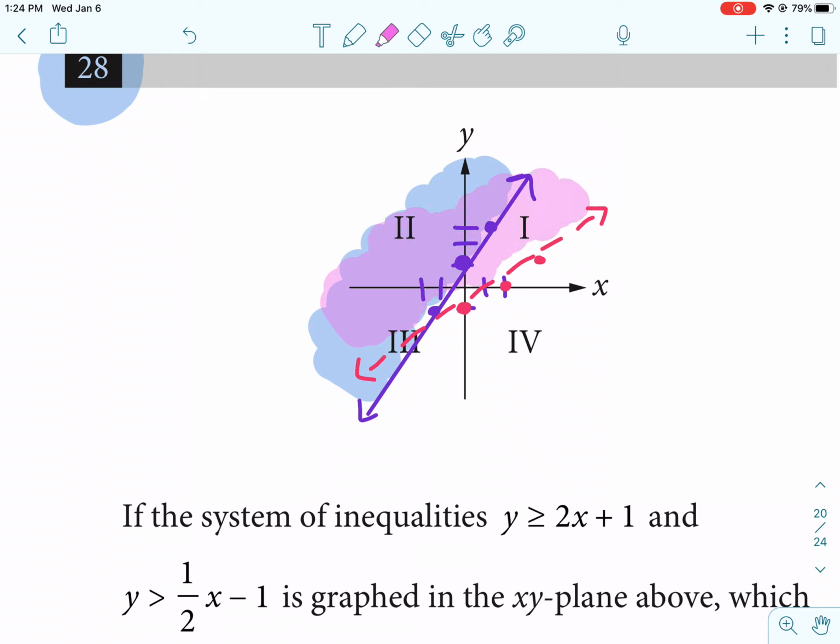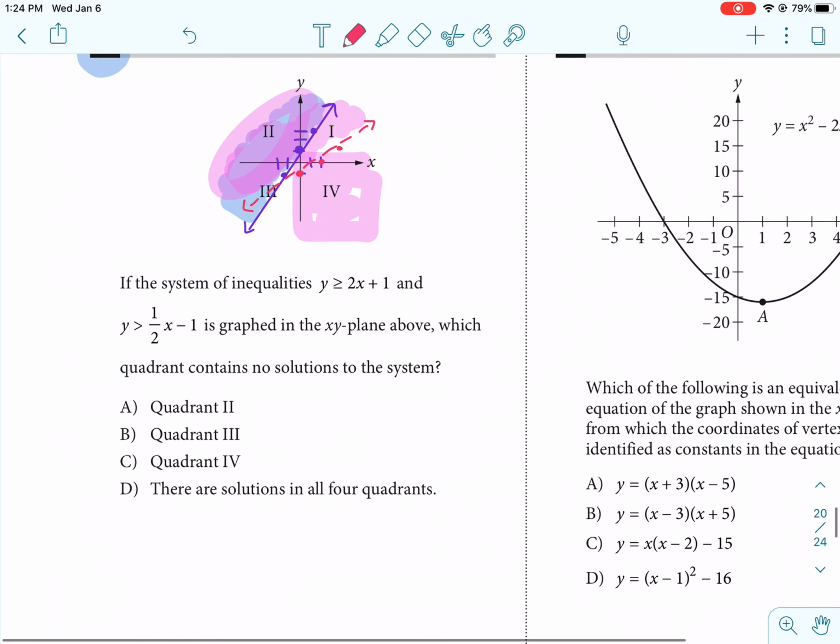Our answers are where the shading overlaps, which would be up here. And that shading is never going to hit quadrant 4. So quadrant 4 does not have any solutions to that inequality.